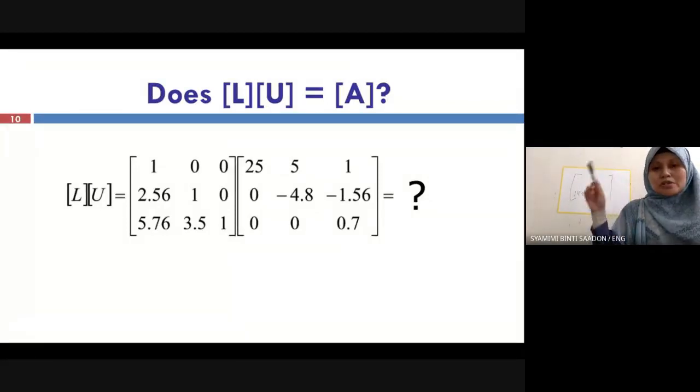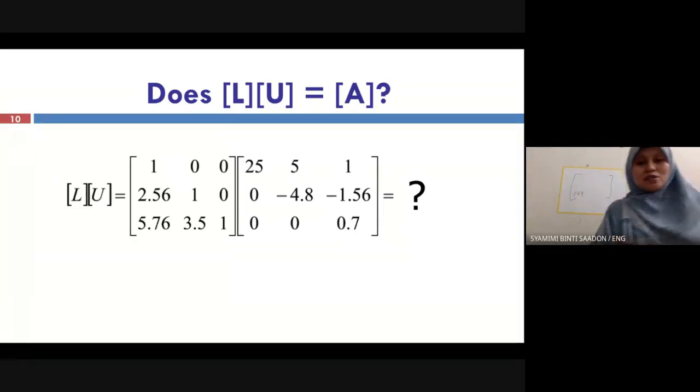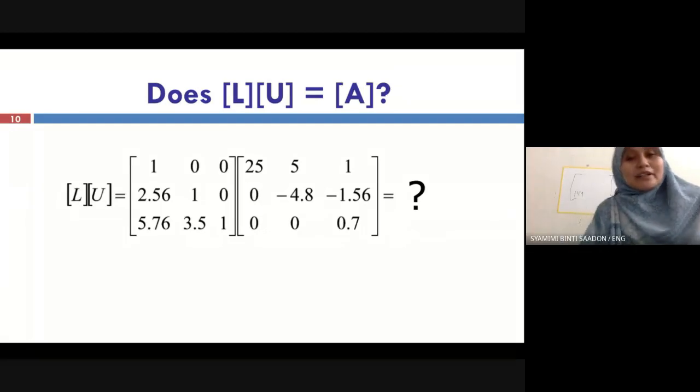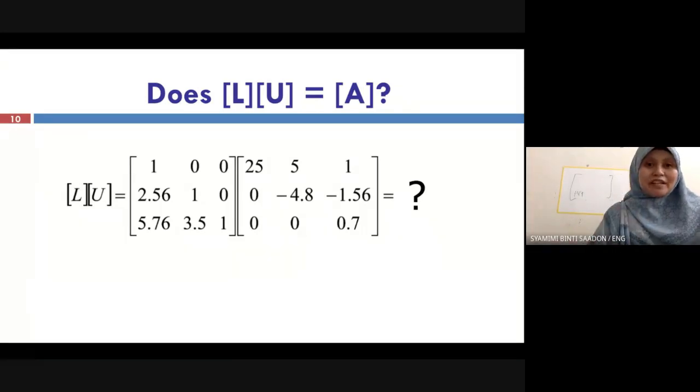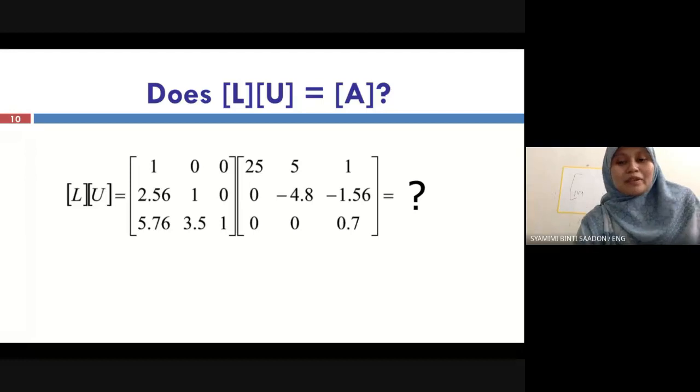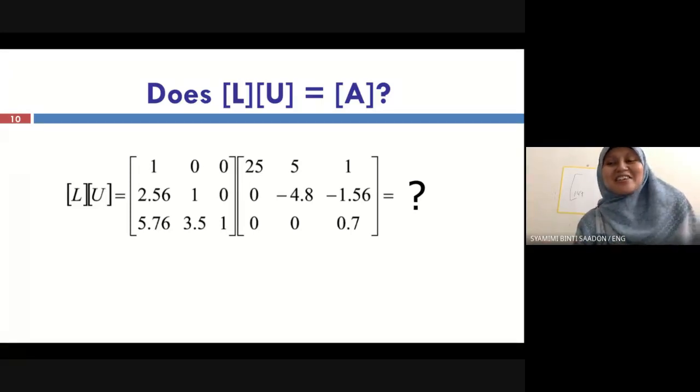Then you do the same for the other components, just to make sure that you have correctly decomposed the matrix A. But we are not yet finished. If you choose this LU decomposition method, this is only the first step, which is to decompose matrix A into L and U. Then you have to do the forward substitution and backward substitution to solve for Z and X, right?